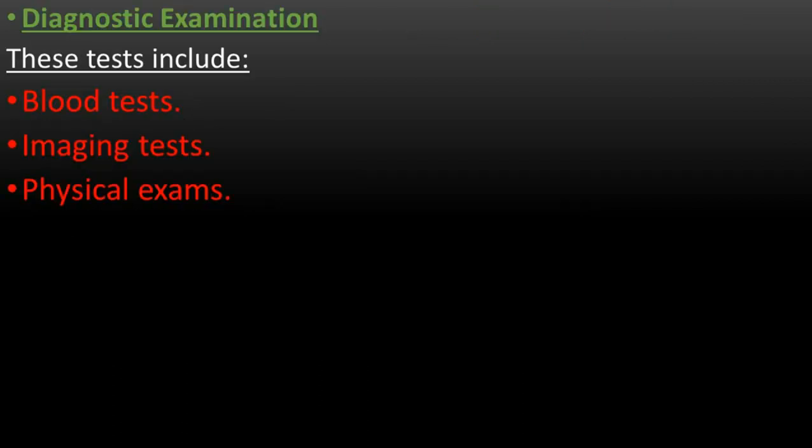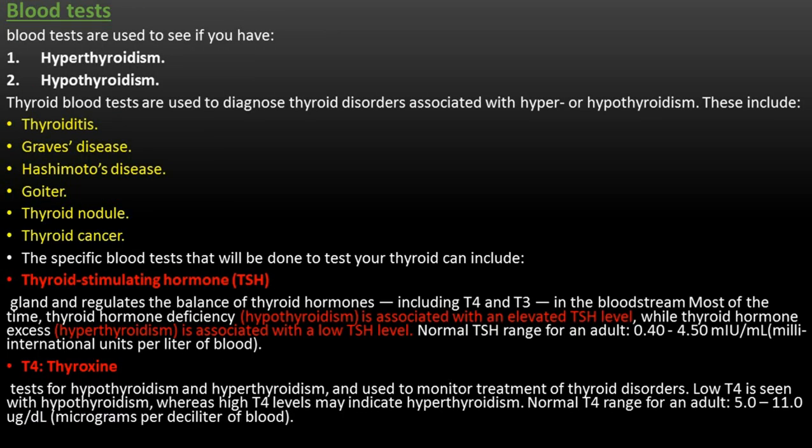Diagnostic examination. These tests include blood tests, imaging tests, physical exams. Blood tests. Blood tests are used to see if you have hyperthyroidism, hypothyroidism. Thyroid blood tests are used to diagnose thyroid disorders associated with hyper or hypothyroidism. These include thyroiditis, Graves' disease, Hashimoto's disease, goiter, thyroid nodule, thyroid cancer.